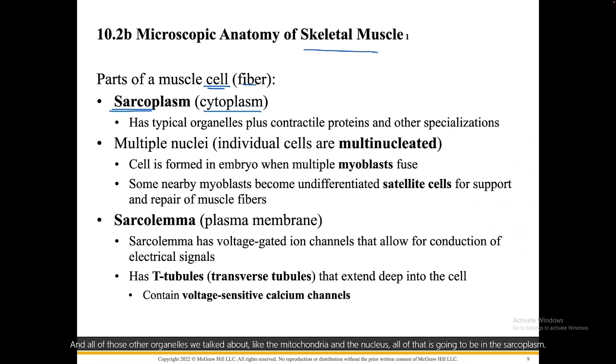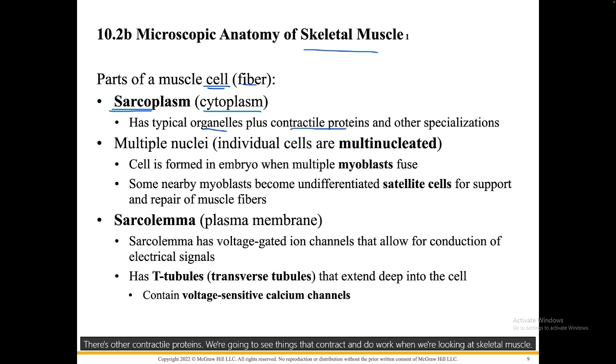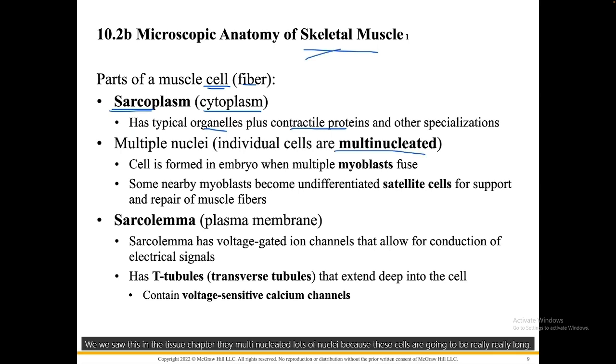And all of those other organelles we talked about, like the mitochondria and the nucleus, all of that is going to be in the sarcoplasm. There are other contractile proteins. We're going to see things that contract and do work. When we're looking at skeletal muscle, we saw this in the tissue chapter, they're multi-nucleated, lots of nuclei, because these cells are going to be really, really long.